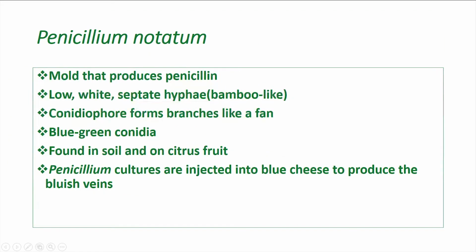The next one we're going to look at is Penicillium notatum. It's the mold that produces penicillin. It is a low white septate hyphae. It kind of looks like a white fuzz. It tends to grow on citrus fruits and soil. So if you ever see an orange with kind of that blue-green and maybe a little white topping of mold, that would most likely be Penicillium.